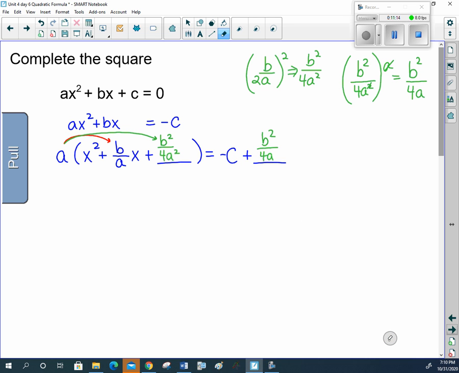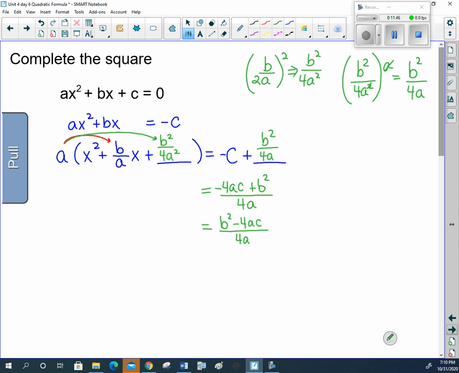So that's going to turn out to be a negative 4a, and then I'm going to times it by that c, and then plus b squared over 4a. Okay, that was getting a common denominator. I'm going to rewrite it and put the b squared first. So I'm going to go b squared minus 4ac divided by 4a. That's reducing the right-hand side.